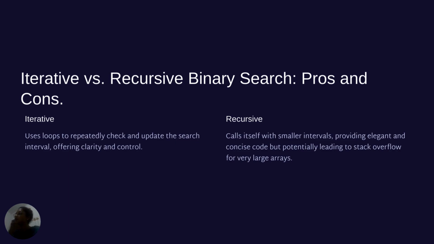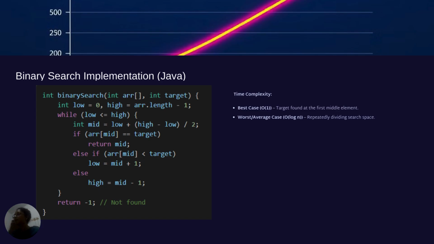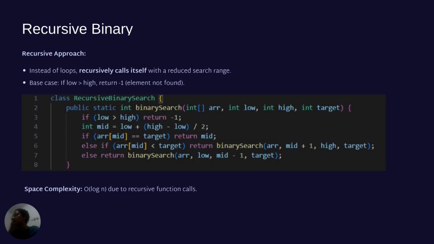Which one to choose? If memory usage is a concern, go iterative. If you prefer cleaner code and can handle recursion depth, go recursive. First, let's see a code implementation for the iterative approach. You can try this out. So, this is the code implementation for the recursive approach. If you have any questions related to the code, please comment below.